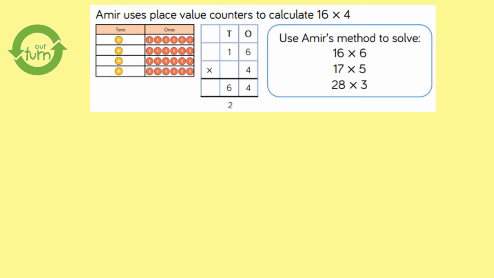But he hasn't written 4 because he still needs to add the 2 at the bottom. 4 add 2 is 6. So the answer is 64. You will have to use this method to work out 16 times 6, 17 times 5 and 828 times 3.